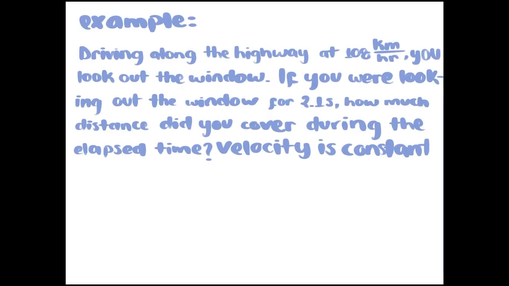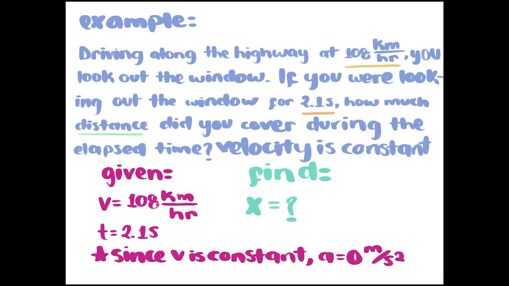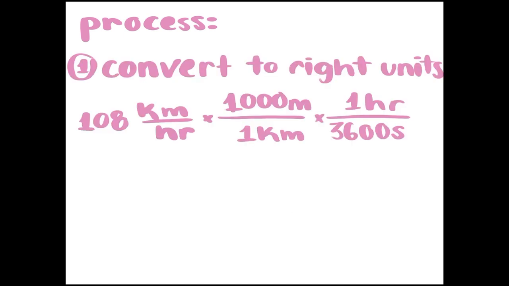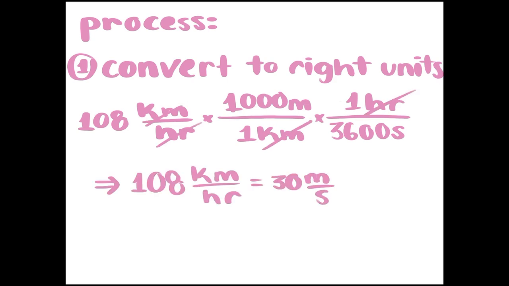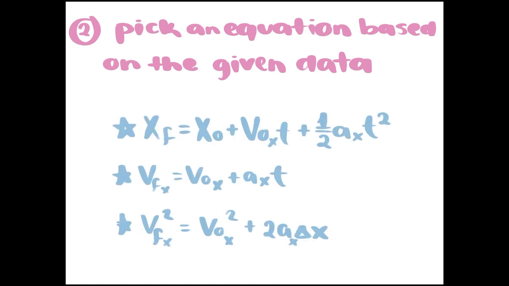Here's a bit of a more complicated example. Driving along the highway at 108 kilometers per hour, you look out the window. If you were looking out the window for 2.1 seconds, how much distance did you cover during the elapsed time? Velocity is constant. First, we underline our givens and write our list of givens, and then what we're looking for. After this, our process will be first to convert to the right units. In this case, we're going from kilometers per hour to meters per second.